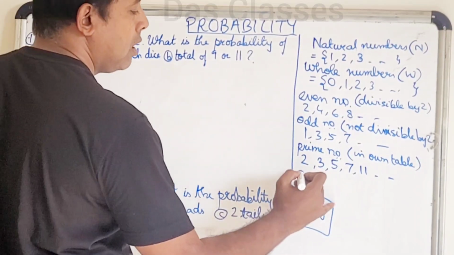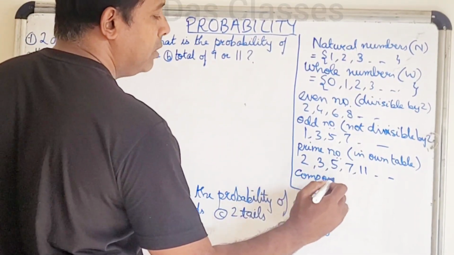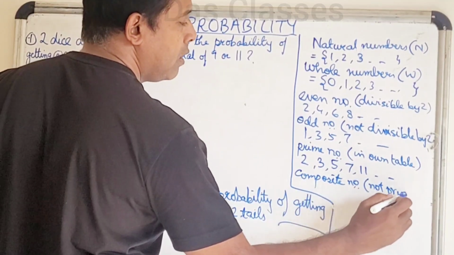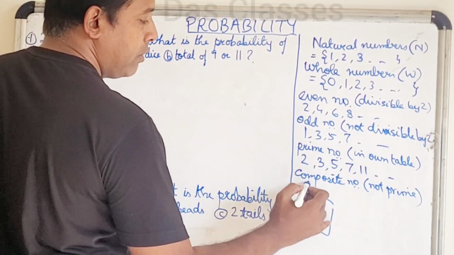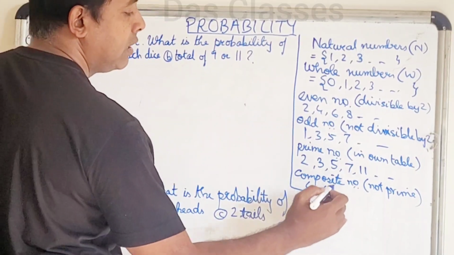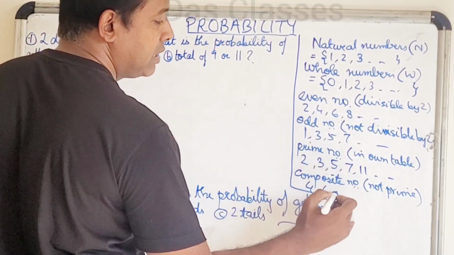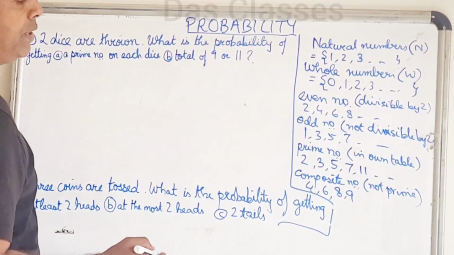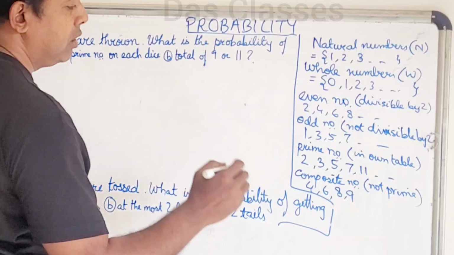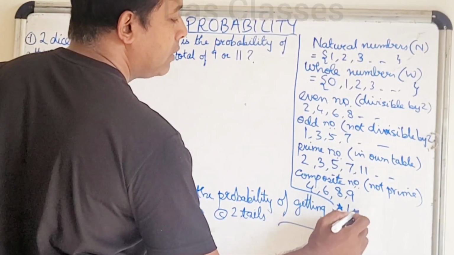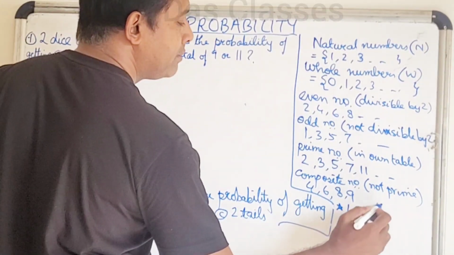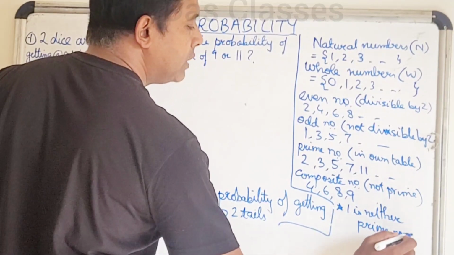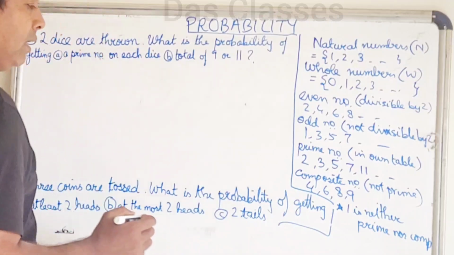Composite numbers are those which are not prime numbers, the rest of the numbers, like 4, 6, 8, 9. These come in other tables also, other than their own table, so they are called composite numbers. Now here you have to remember 1 is neither prime nor composite. Very important thing.